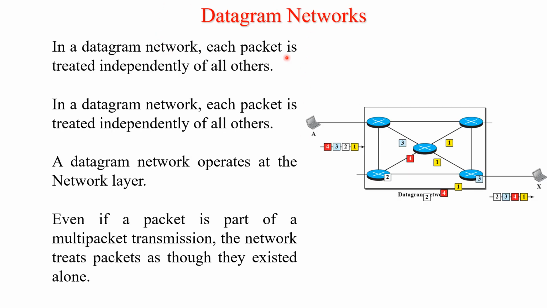Let us discuss datagram networks. Each packet is treated independently, meaning they are sent and routed separately. It operates at the network layer of the OSI model, where packets are routed. Even if packets are part of a larger message, the network treats each one as if it exists alone. This can result in packets taking different paths to the destination, packets arriving out of order, and some packets being lost.